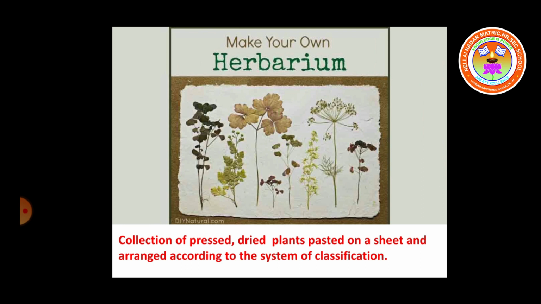What do you mean by herbaria? Herbaria is a plural word. Its singular word is a herbarium. Herbarium is defined as the collection of pressed, dried plants pasted on a sheet and arranged according to the system of classification. So, in preparation of herbarium, the Bentham and Hooker's system of classification is followed.